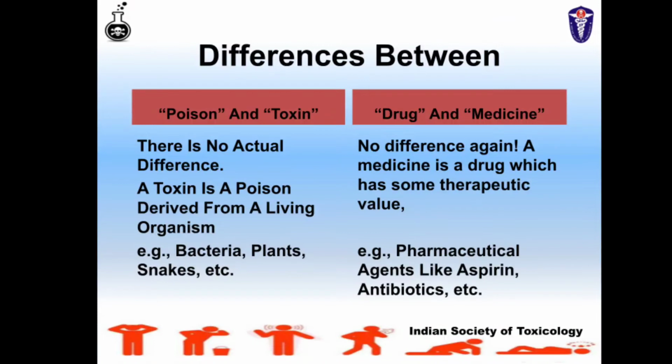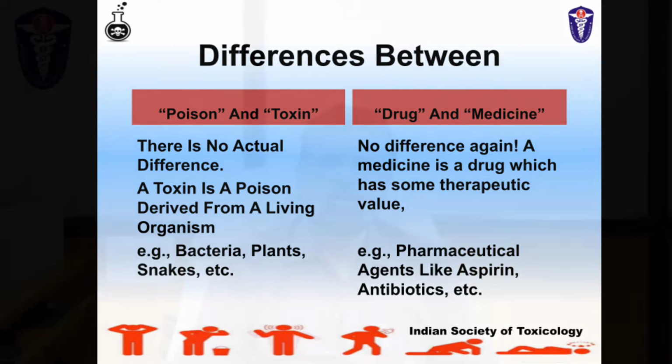Then again, there is a bit of confusion between drug and medicine. Much of the time we refer to drugs as medicines and medicines as drugs. Most of the time this is all right, not much of a difference, but there is a subtle difference again. A medicine is a kind of drug. It has therapeutic properties. If it can be used to treat some ailment or affliction or pain or disease, you call that particular substance a medicine. So a drug need not always be medicinal.